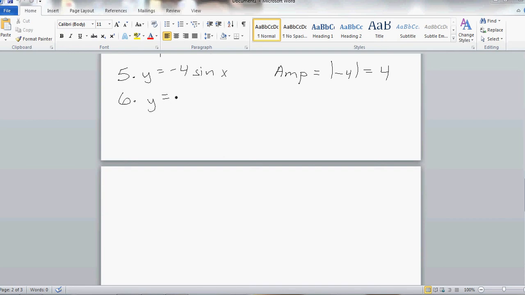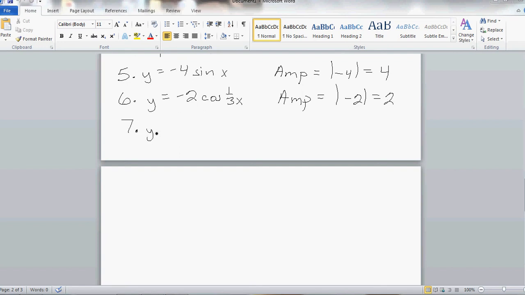Number 6. Y equals -2 cosine of 1/3 x, and we are asked to find the amplitude. Once again, we got the simple one. Amplitude is pretty simple. Period takes a little bit of thought. The amplitude would be the absolute value of this number right here. The absolute value of -2 is 2.